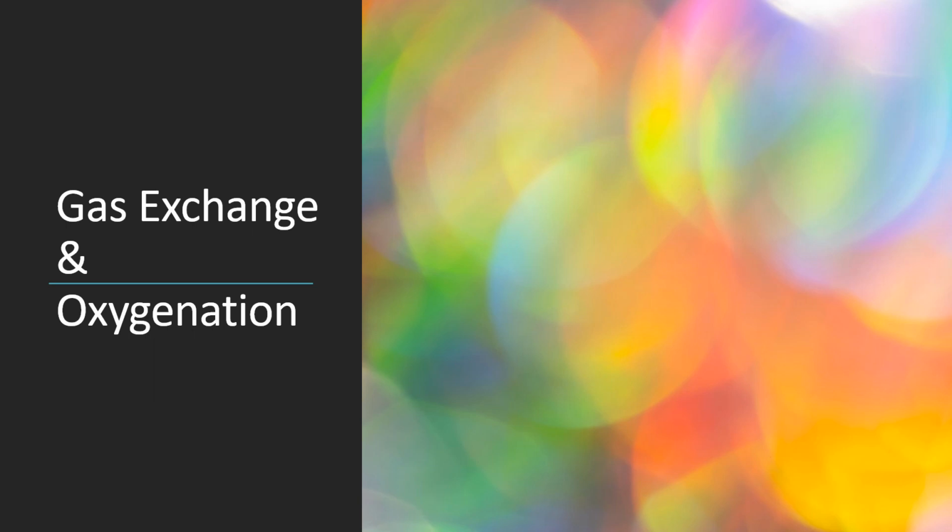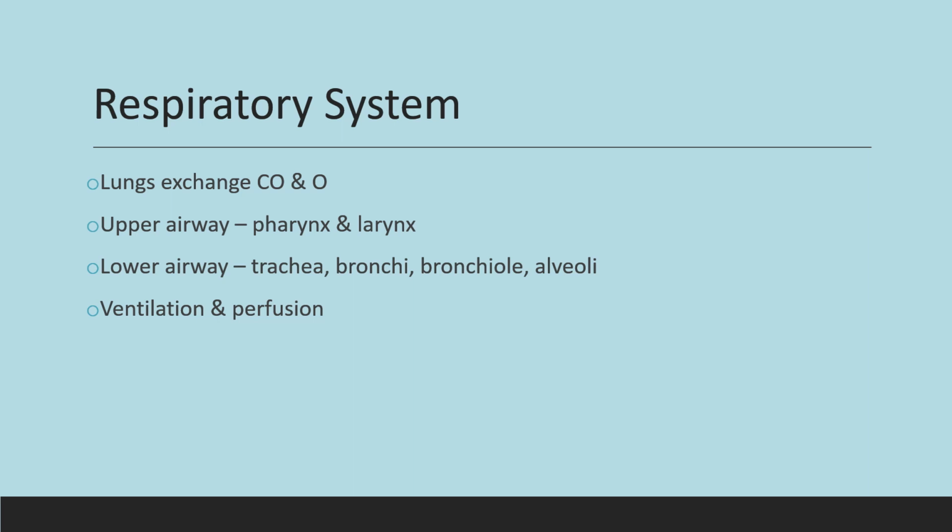Gas exchange and oxygenation. The lungs provide the body the ability to exchange the gases carbon dioxide and oxygen between the tissues and into the bloodstream. They also work with the circulatory system to carry oxygen to the cells and remove the carbon dioxide.